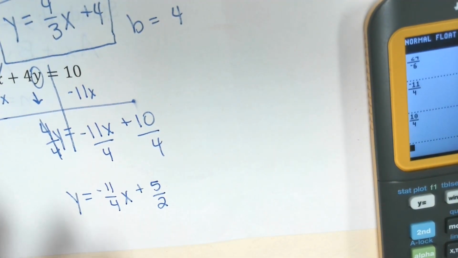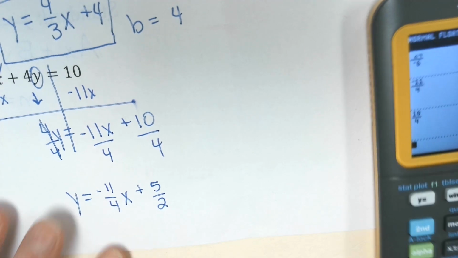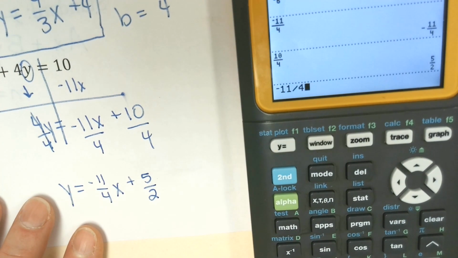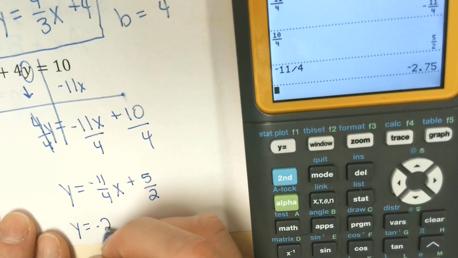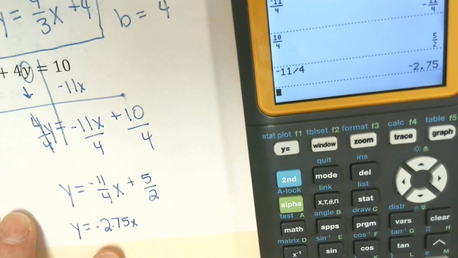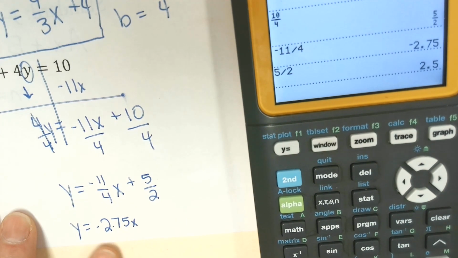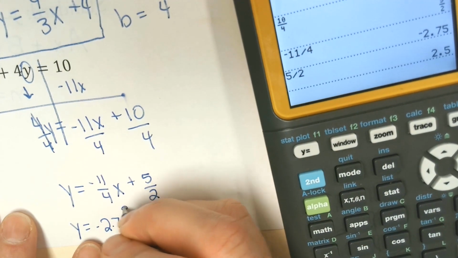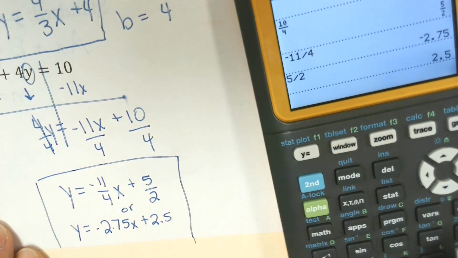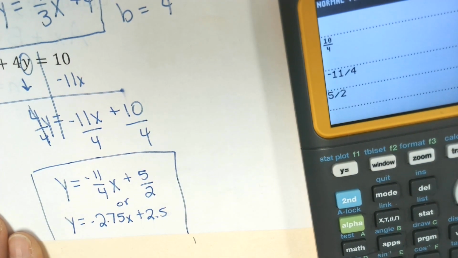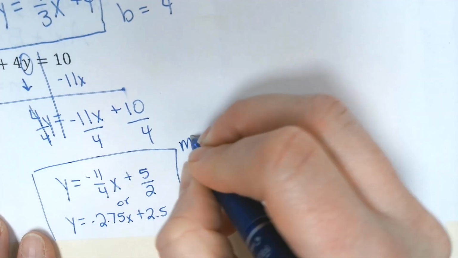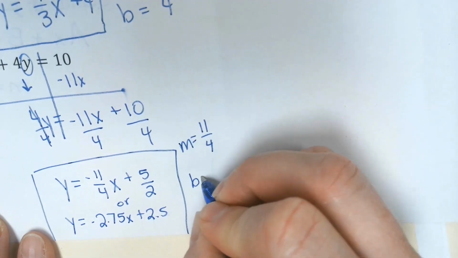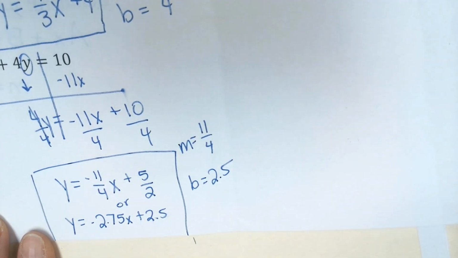But if you want it as decimals, because sometimes answers are written with decimals, you can just divide it. Like I did negative 11 divided by 4. So this is y equals negative 2.75x. And then 5 divided by 2 is 2.5. This one would not be fun to graph because your y-intercept is a decimal. It's still doable, just not great. So m is negative 11 over 4. B is 2.5, or 5 over 2.